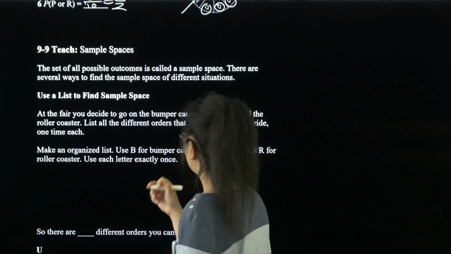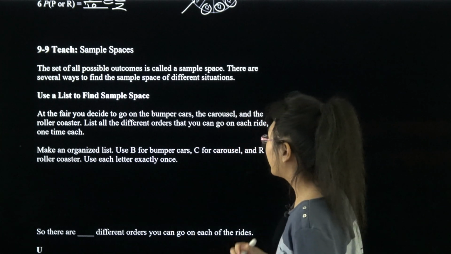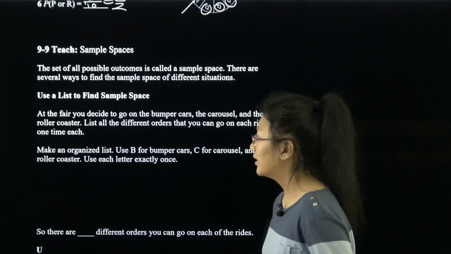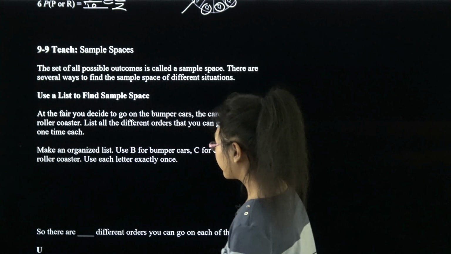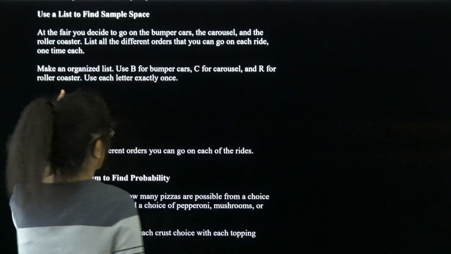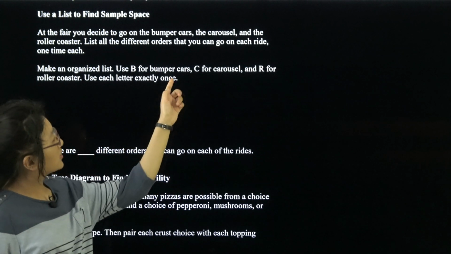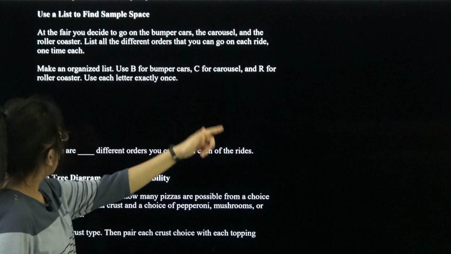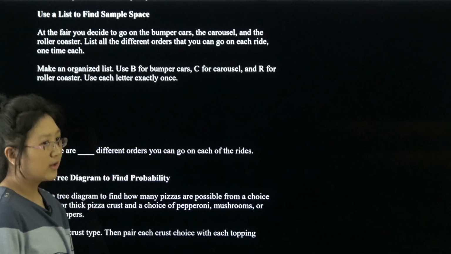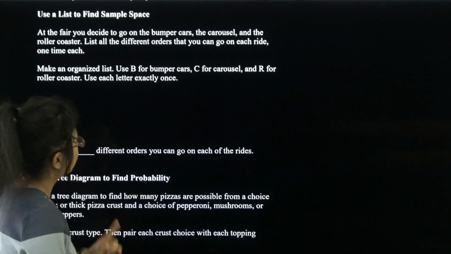At the fair, you decide to go on the bumper cars, the carousel, and the roller coaster. List all the different orders you can go on each ride, one time each. Make an organized list is what we can do. So B is for bumper cars, C is for carousel, and R is for roller coaster. And we have to use each letter exactly once because they told us that we are only doing it once.